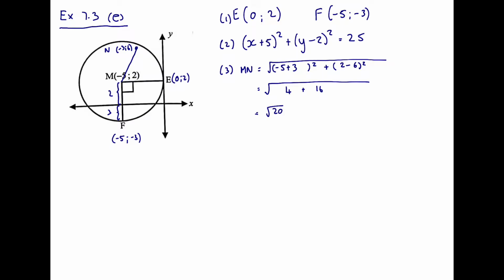Okay, so here it's helpful for you to just work out what the exact decimal is. So the decimal is 4.47. Okay, and 4.47 is less than the radius. Okay, so therefore the point (-3, 6) lies inside the circle.